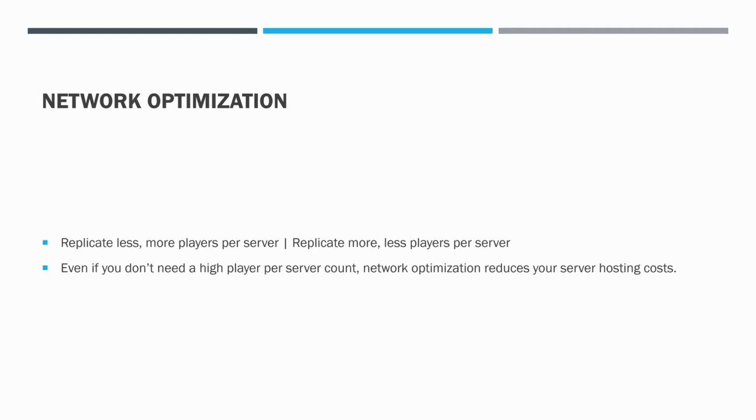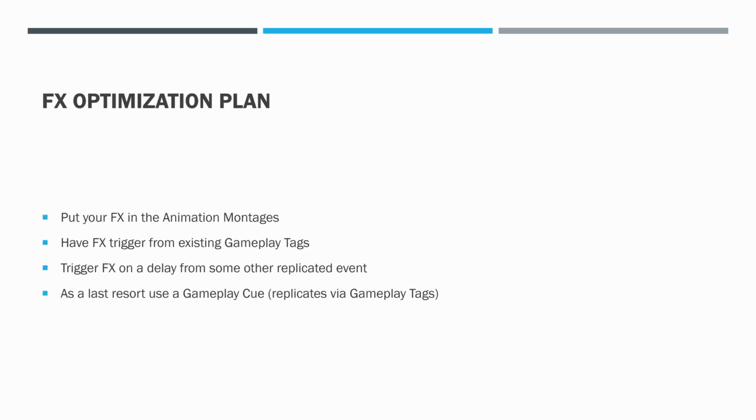A quick reminder on network optimization. Remember, if we replicate less, we get more players per server. If we replicate more, we get less players per server. Even if we don't need a high player count per server, network optimization still reduces our server hosting costs. So this is really important and is something we should strive to do. Let's not waste replication. Here's our plan for optimizing effects.